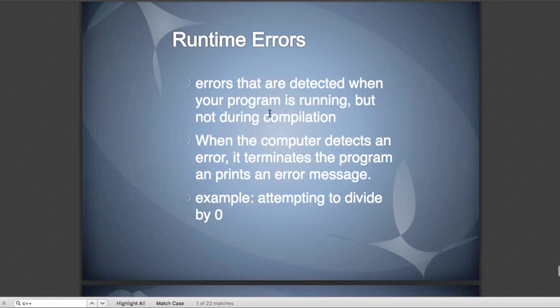Runtime errors are errors that are detected when your program is running, but not during compilation. So in other words, your program compiles and it runs, and maybe it runs 90% of the time or 50% of the time. But some of the time, it does not run and it crashes. A divide by 0 error, when you try to divide a number by 0, is a famous runtime error. Try out that in your code. Try dividing a number by 0 and you can see your program crash. This is a runtime error.